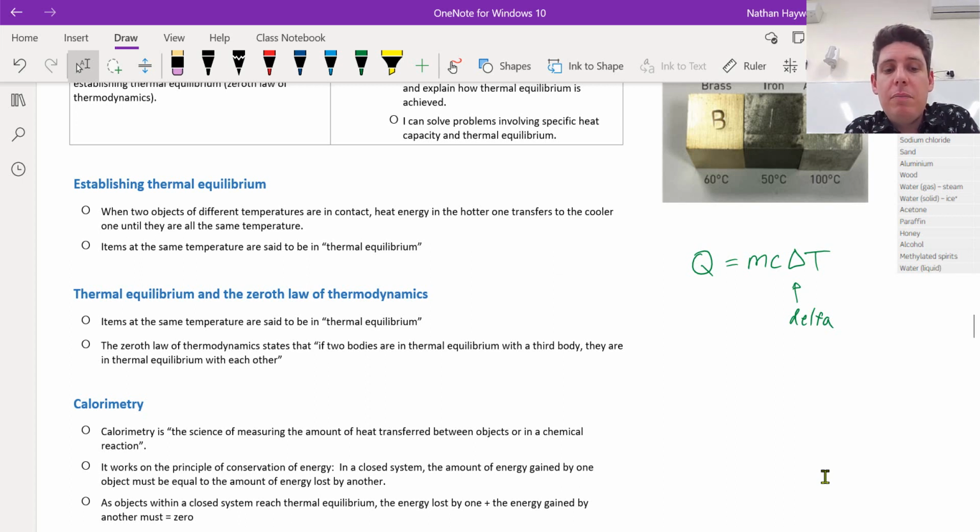Calorimetry is the science of measuring the amount of heat transferred between objects or in a chemical reaction. So it works with the principle of conservation of energy. In a closed system, the amount of energy gained by one object must be equal to the amount of energy lost by another. So the energy lost from the brass is gained by the iron in a closed system.